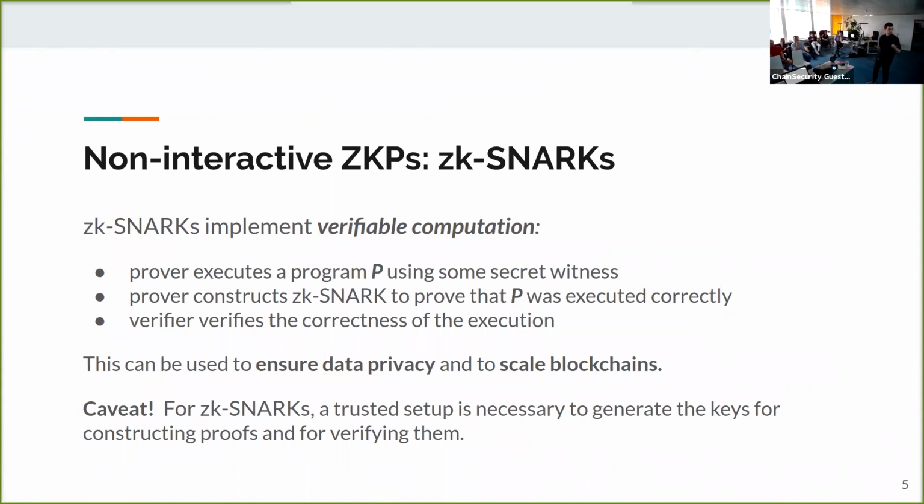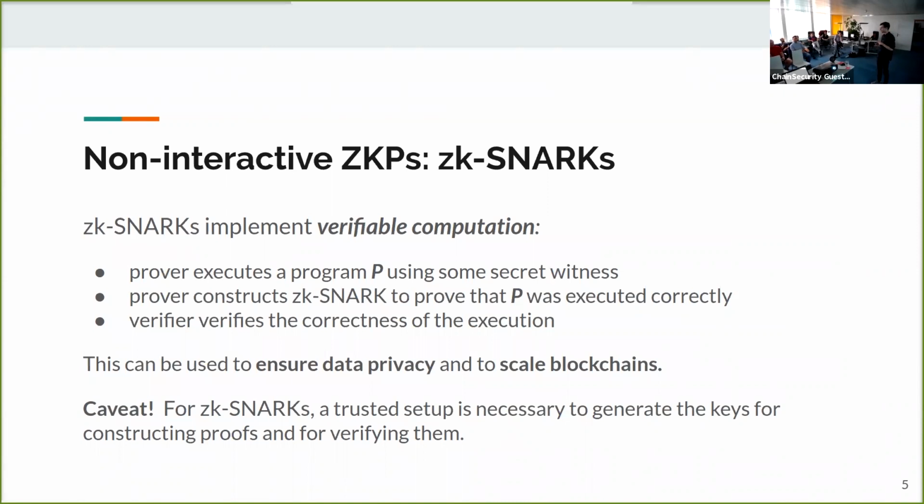So yeah, this can be used to ensure data privacy. We will see exactly in this setting with a concrete P later on in this example. Maybe this will make it more clear, because there we'll see a specific example of what such a secret is in a blockchain setting. And it's also an approach to scale blockchains.